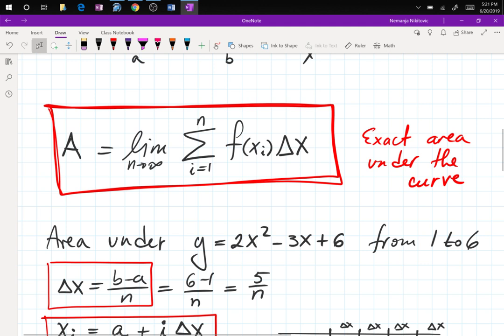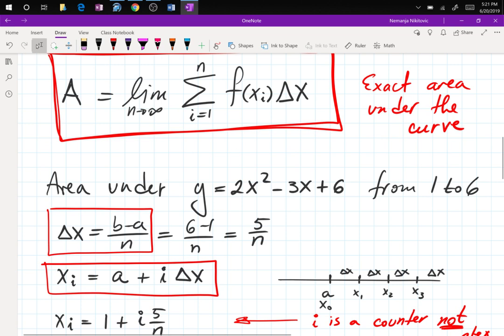So delta x had the formula which we learned yesterday, b minus a over n. Your a and b are given as 1 and 6. Plug everything in, it's 5 over n. We do not have number of rectangles because number of rectangles will be infinity. Therefore, we have nothing to plug in for n. In 5.1, you get n is 4 or n is 6 or whatever, and then you just plug that in. But here you can't plug that in. We don't plug in n because we don't have it. It's going to go to infinity.